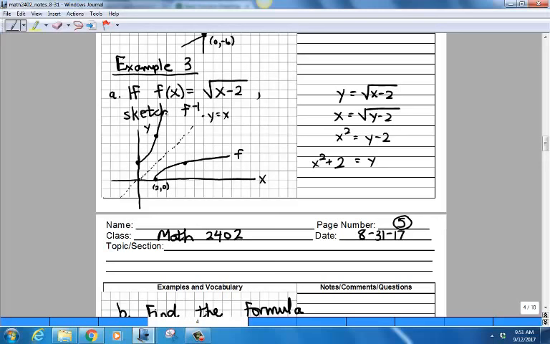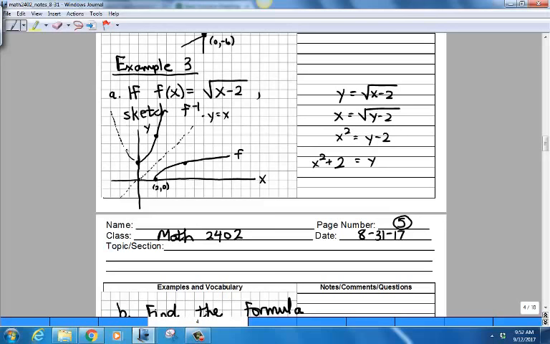Now, when you graph x squared plus 2, which is supposed to be the formula for the inverse, you don't get just that. What else do you get? Yeah, you get the left-hand side of this parabola as well. So you would also get this piece over here. So this formula is a little bit misleading. That's not quite the formula for the inverse. Somehow we have to get rid of this piece.